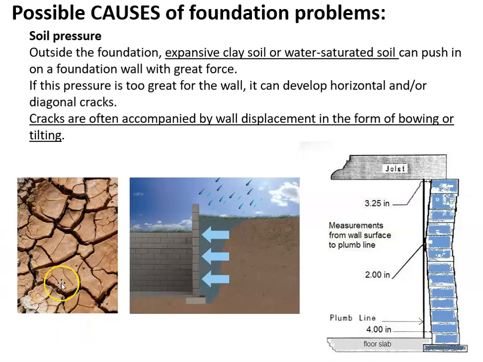So this is an image of expansive clay soil. When it gets wet, it literally expands a lot. And here we see the water-saturated earth, creating a lot more weight pushing on the wall.